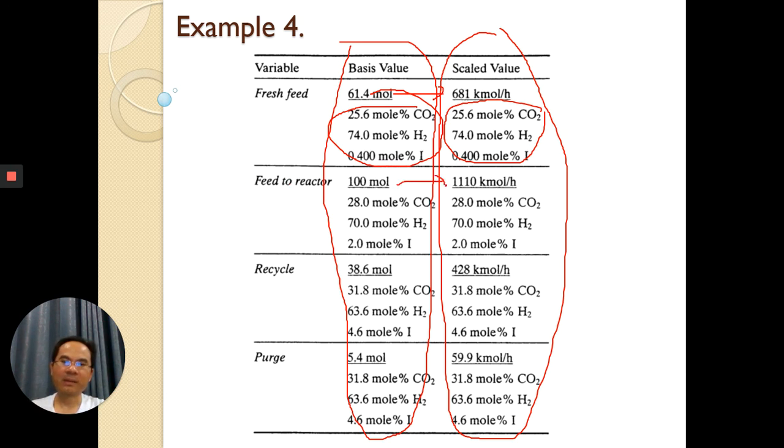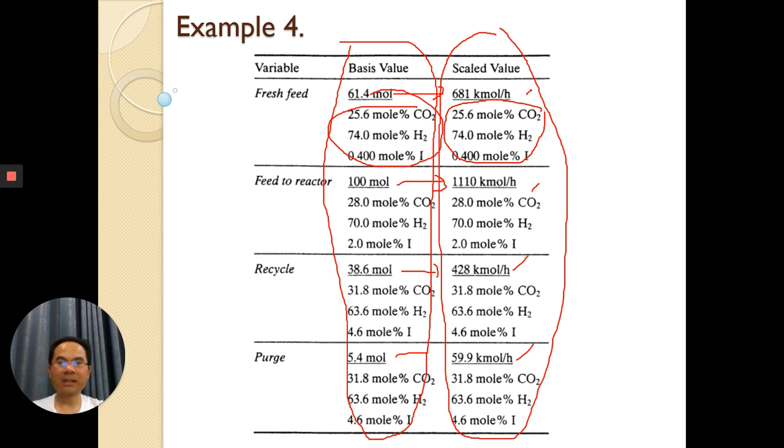Based on 155 kilomole per hour of methanol, you multiply this by 11.1, and you get the amount based on the production rate already. This is the scale up and scale down. It's easy to do that, because if you balance based on 155 kilomole methanol per hour, it's difficult to balance. But if you balance based on an assumed 100 mole of feed to reactor, it's easy to calculate.